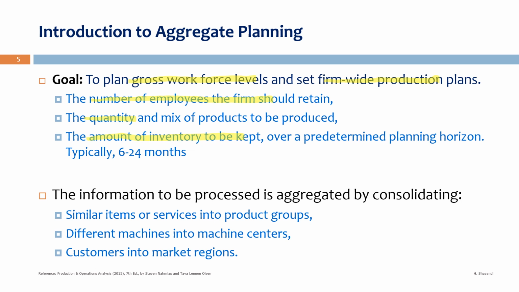Okay. So here, in order to obtain the aggregate plan, we need to consolidate the similar items or services into product groups. So we'll have product lines or family of products, and also the same for the capacity. I mean, for the resources, different machines into machine centers, or maybe in the market we can combine similar customers into a market region. So yeah, here we're going to have, let's say, a top level plan for the company, not a lower level plan.